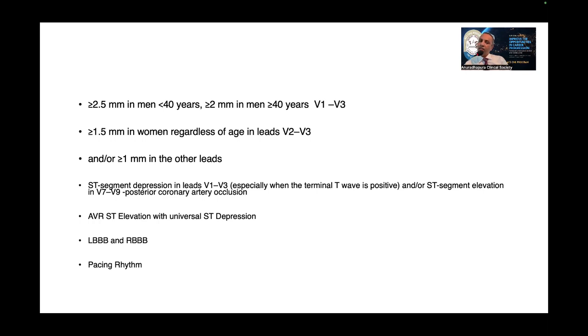Then left bundle branch block or right bundle branch block on admission with a relevant clinical history, you have to triage as STEMI. And then pacing rhythm, if they have very significant chest pain, those are the patients you should take through the STEMI pathway.